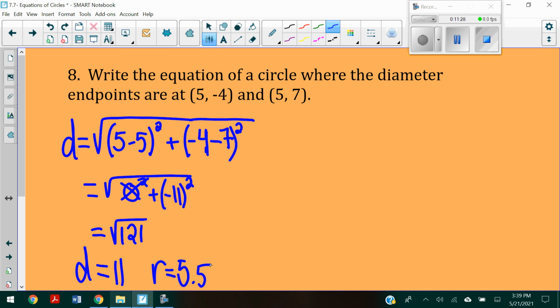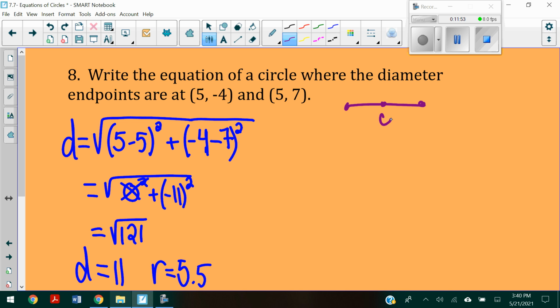Now we have to do the finding of the center. Well, your diameter has endpoints. The center is right in the middle of the diameter. So we use our midpoint formula. You should have this back in your notes from way towards the beginning, like Unit 1, I think is where we introduced distance and midpoint formulas. And so we're going to use the midpoint formula here.